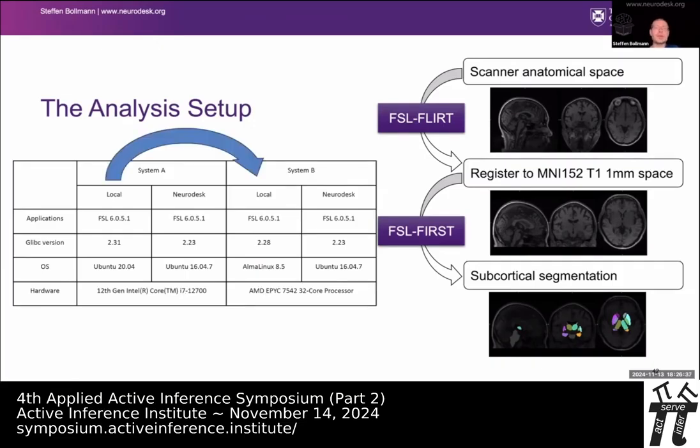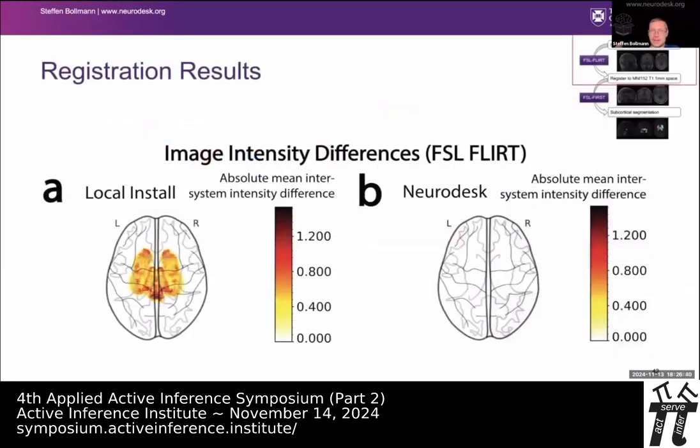Of course, we compare these different systems. Now let's see what happens. The first thing is image intensity differences. The first thing is we were able to replicate the problems from the paper. If you have a local installation with two different glibc versions, then you get different results. And this is really intensity. We only focus on the intensity in the area where we will later do an analysis. It is actually the intensity changes whole brain, but just to show where the problems are.